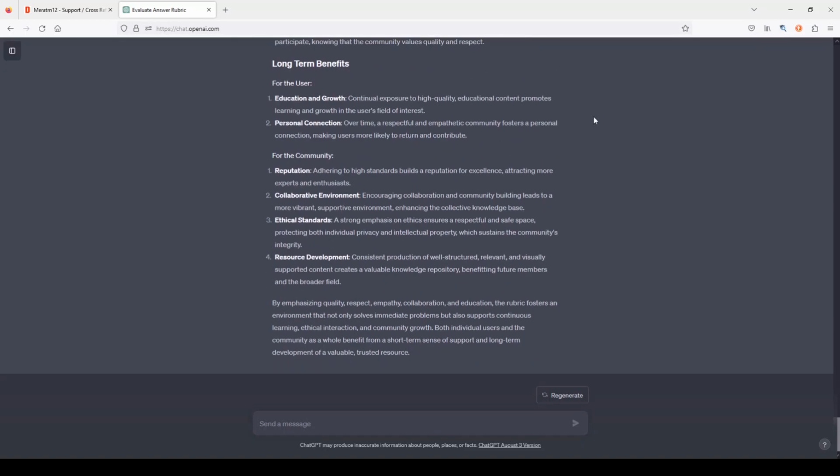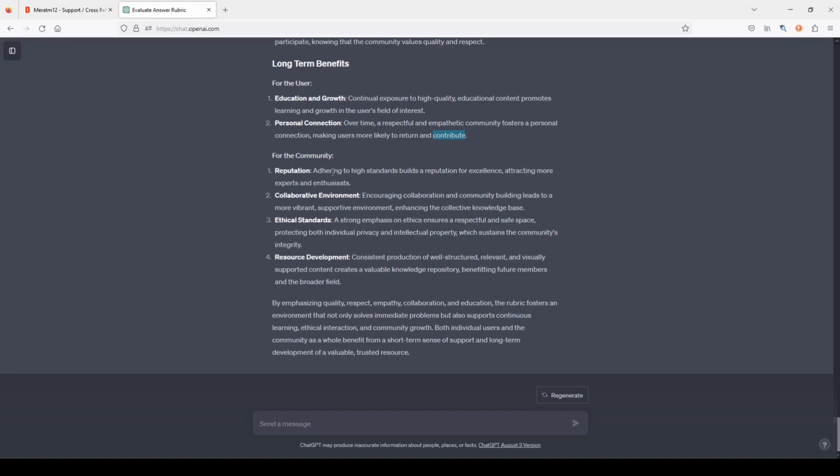Now to the long-term benefits. For the user, it talks about high quality educational content promotes learning and growth, which is something that we all need to do as we move through our lives. And I like this here. Over time, that user can develop that connection, making them more likely to return, and this is really important, contribute at some point in the future.